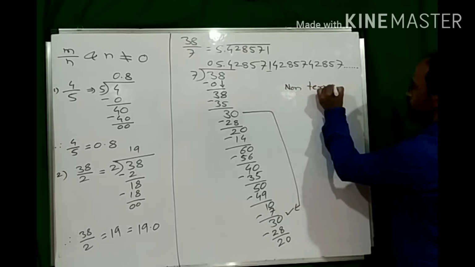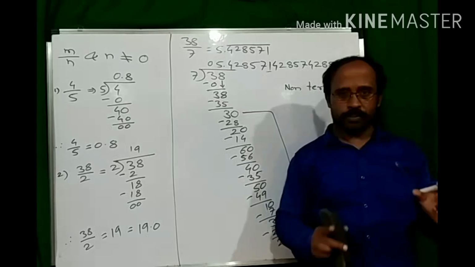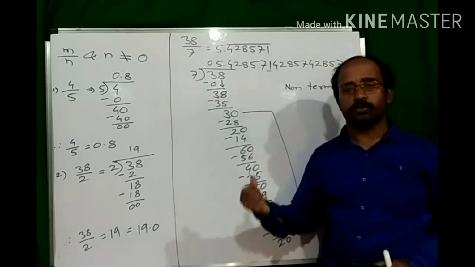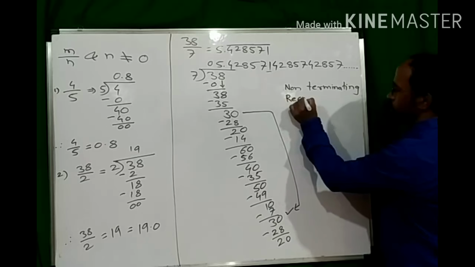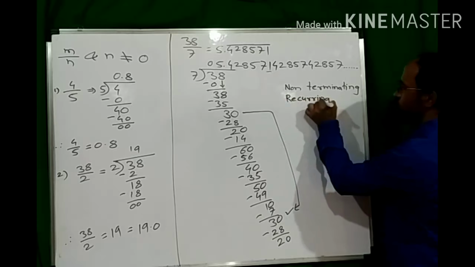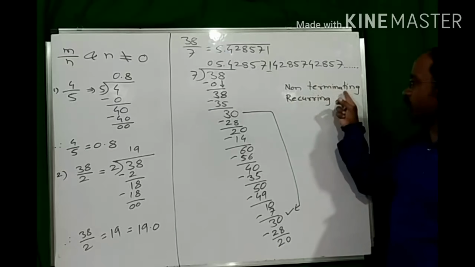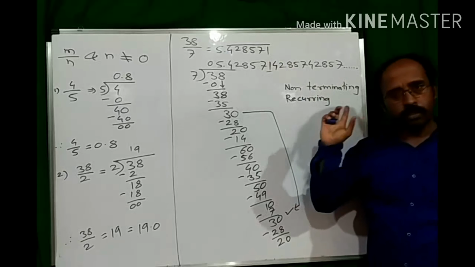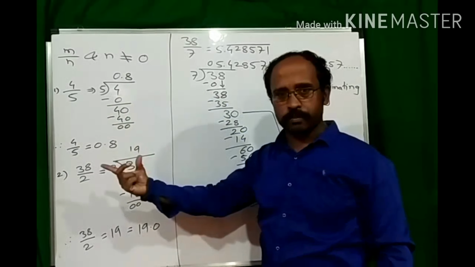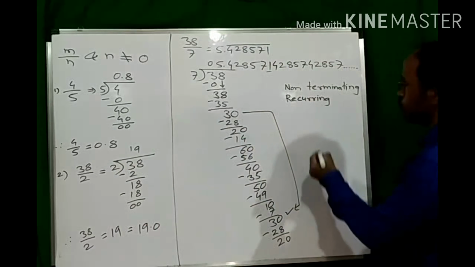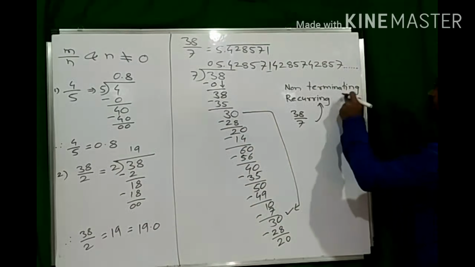So what is this division called? Non-terminating. Students, terminate means finish. This division is not going to finish, so it is non-terminating, recurring. 38 upon 7 is a non-terminating, recurring division. Got it? Now these divisions are terminating, non-recurring. So 38 upon 7 comes under the category non-terminating, recurring.